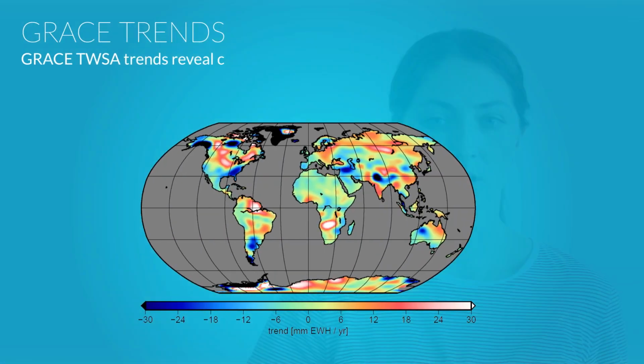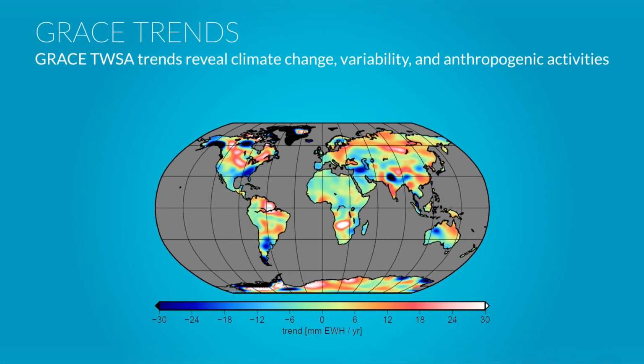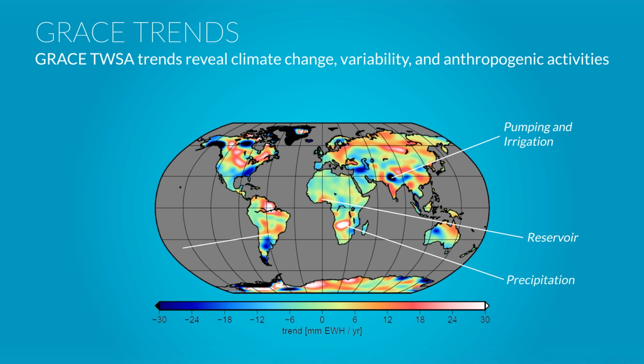From the total water storage anomalies, you can then get different hydrological signals as, for example, trends. These trends reveal climate change, variability, and anthropogenic activities. So you see, for example, here in the northern part of India that we can see pumping and irrigation. In Western Africa, we can see a reservoir. In South America, we have the ENSO signal, so this is a climate phenomenon. And we can also see some melting of the glaciers and melting in Greenland here.